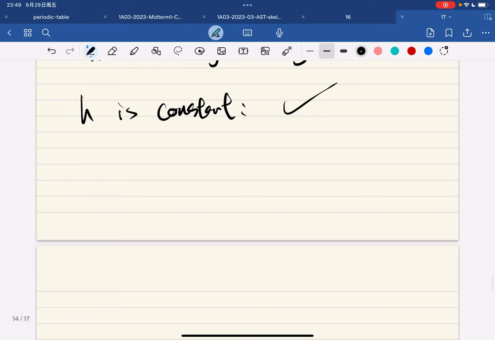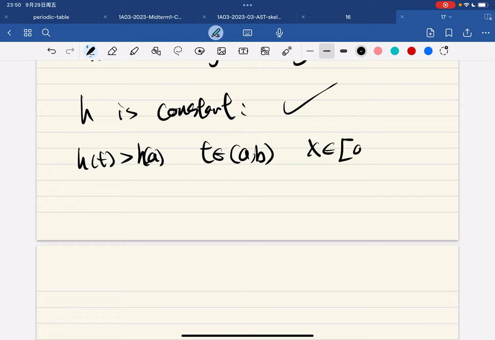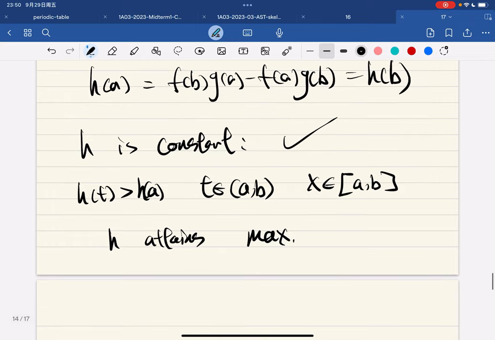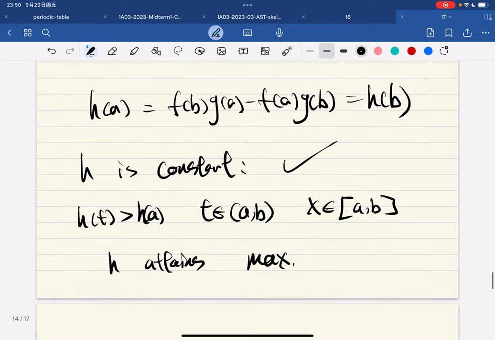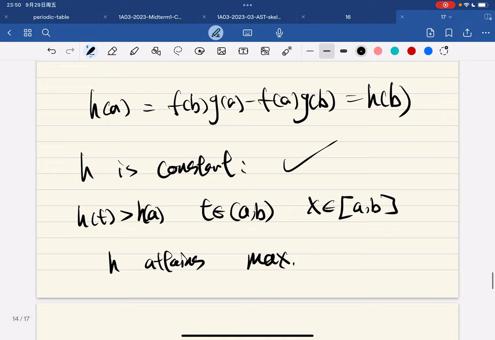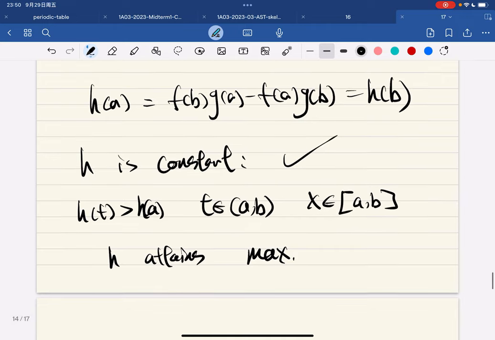Now, if it's not constant, then h of t is greater than h of a for some t in (a, b), so we need this to be true, right? Well, let x be in (a, b) such that h attains the maximum. This is possible because h is continuous on a compact set, so its image is compact, which is closed and bounded since we're talking about real numbers, which means that it can attain its maximum and minimum.